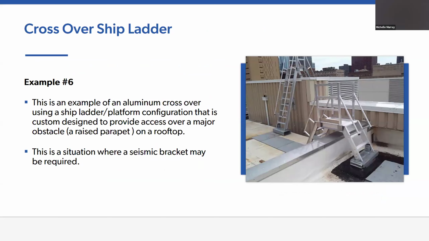This is a crossover ship ladder. This is an example of a platform because it is going from on top of a parapet over to another rooftop.